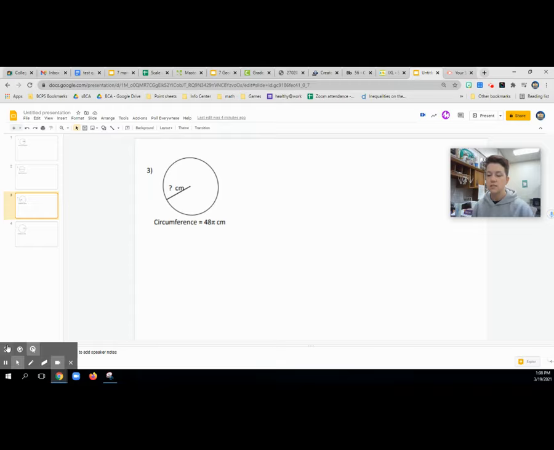Here is a slightly different problem. We are told that the circumference is 48 pi centimeters, and we're being asked to find the diameter. So, I'm sorry, the radius. So let's go back to our formula. We're looking for the radius, so circumference is equal to 2 times pi times the radius. I know my circumference is 48 pi.